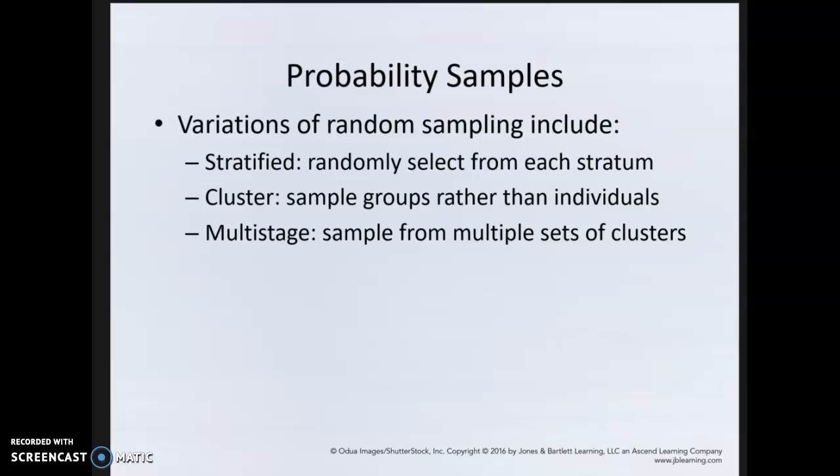So there are variations. So that's the stratified, the cluster, and the multi-stage. So we look at a stratified group like different sections. So identifying folks from different strata is one way to do sampling, and cluster is a sample of groups rather than individuals, and multi-stage involves that sample of multiple sets of clusters.